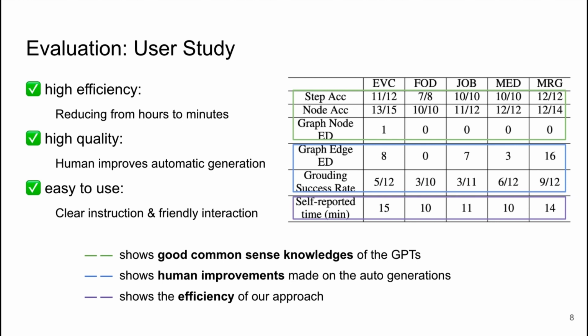This accorded with our assumption that GPT are good at background knowledge, but not very strong in reasoning. Also, we show the efficiency of our interface for a schema generation task, as you can see in the purple part.